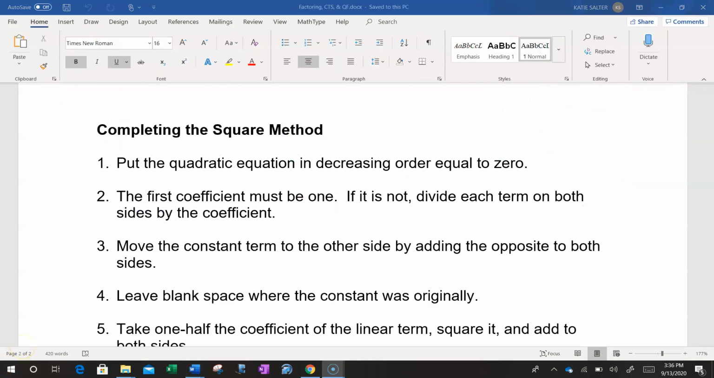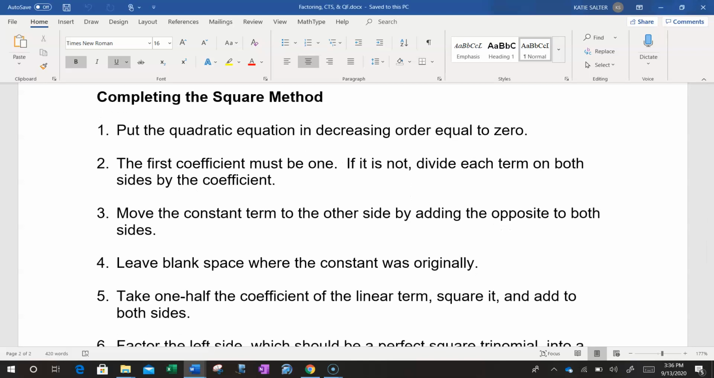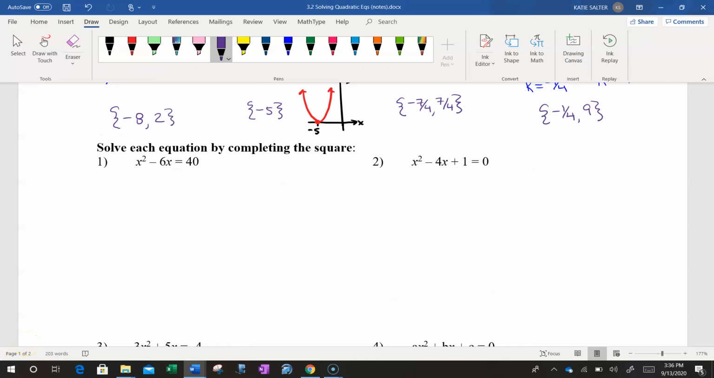So refer to the sheet that has the factoring steps on the front side. On the back side, it has the steps for completing the square, and we will walk through these as we go through this. Step 1 for completing the square is to set your equation equal to 0. Step 2 is to make sure your leading coefficient is 1, the coefficient of x squared. And if not, you have to divide through by whatever that number is.